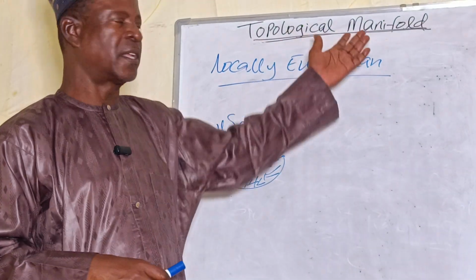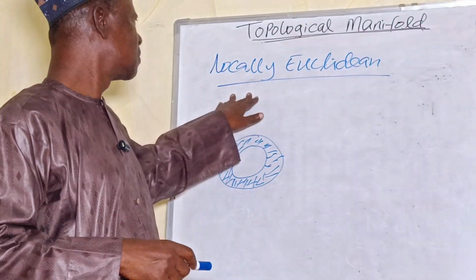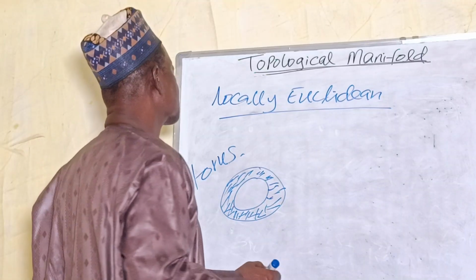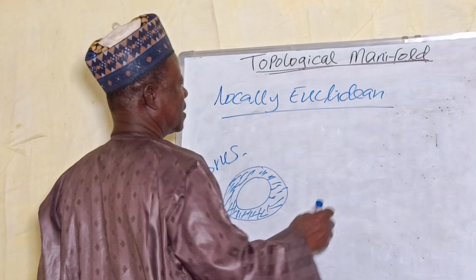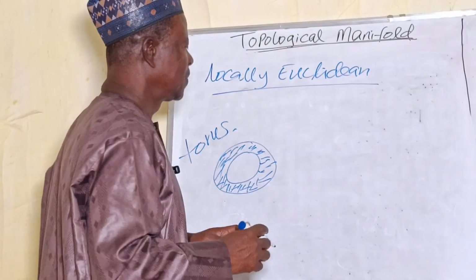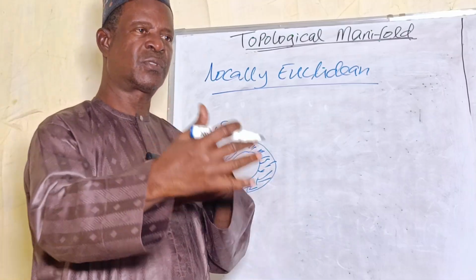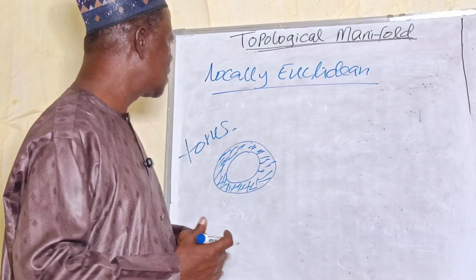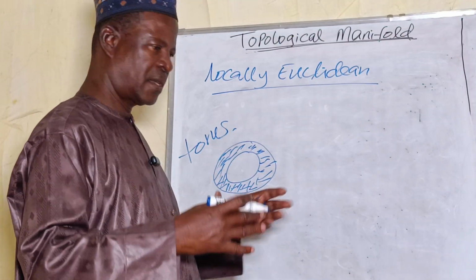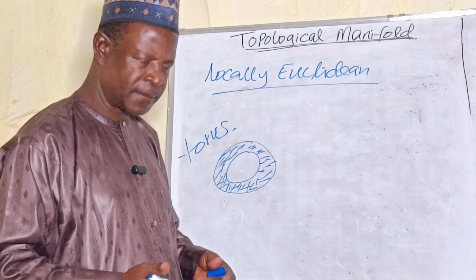Continuation of our explanation on topological manifold, we are going to look at what we mean by locally Euclidean. What we actually mean is that, as an example, every point on a manifold can be viewed locally as a point in an n-dimensional Euclidean plane.